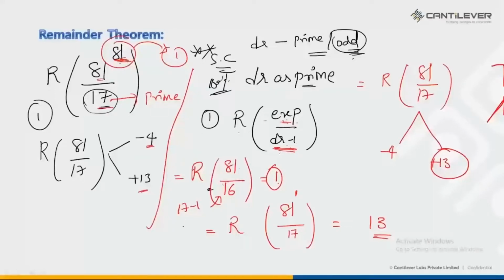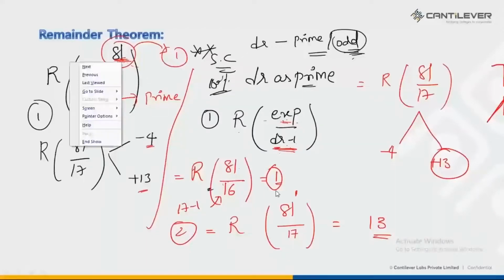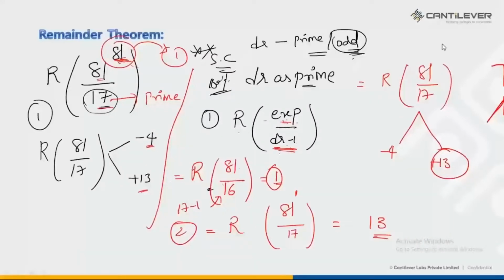Now, second step: replace this exponent with the new remainder. The exponent is 81, replace it with 1. So this turns out to be 81 to the power of 1 divided by 17. So 81 divided by 17, the remainder is plus 13 or minus 4. You can directly get the number, because 81 to the power of 1 is 81. Simple thing. Clear, Vivek? Yes, everybody, clear to you all?